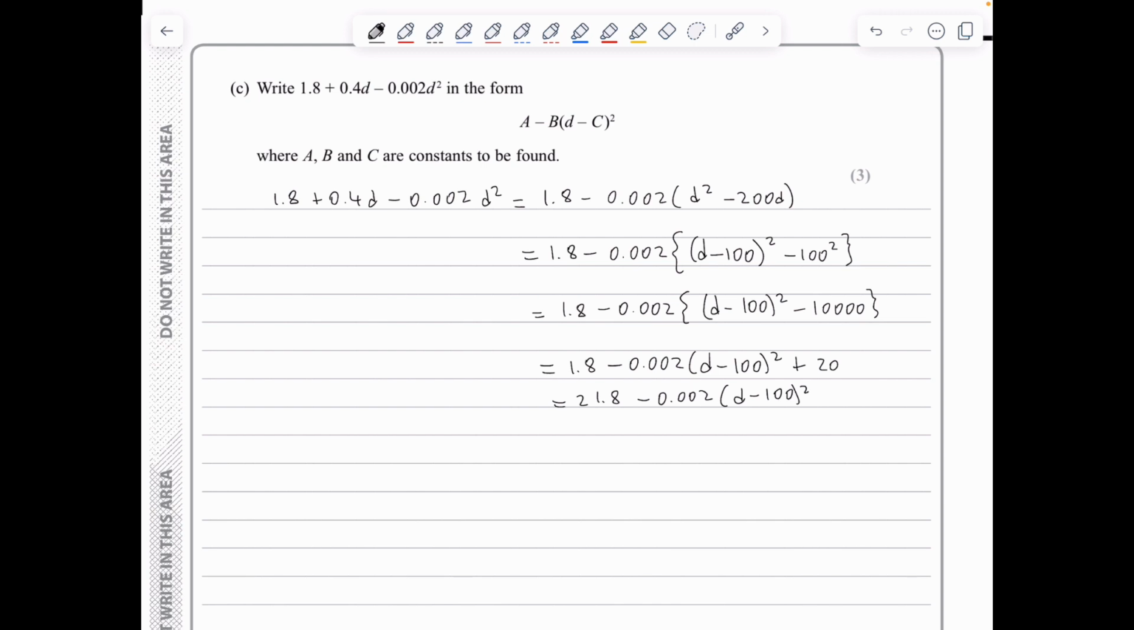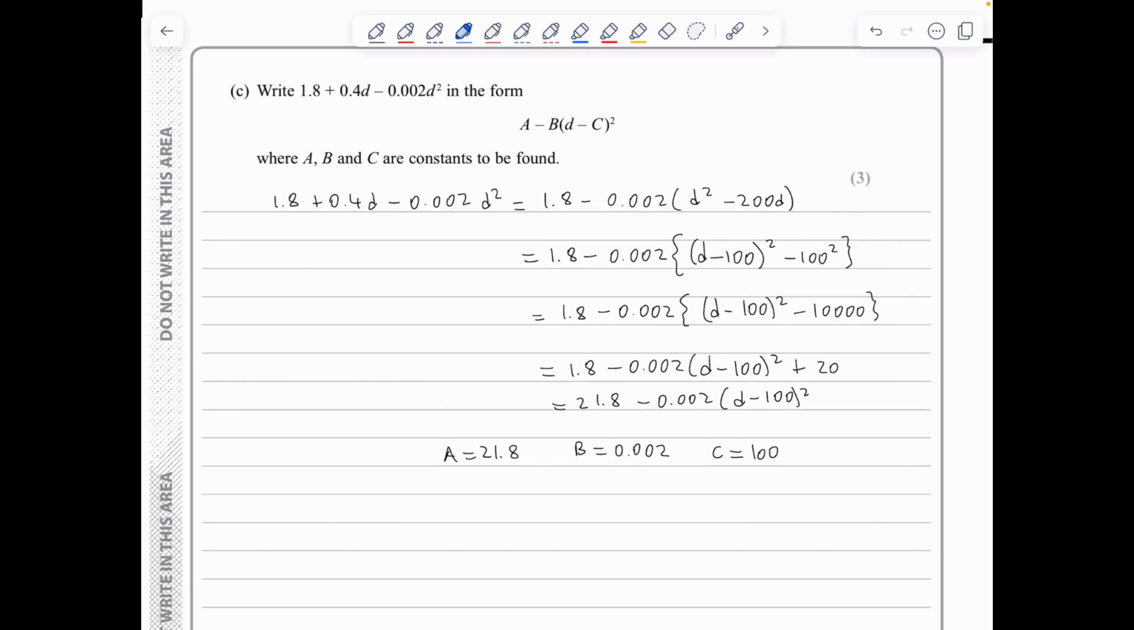And therefore we conclude that A is 21.8, B is 0.002, and C is 100. Alternatively, we could have taken the original expression 1.8 plus 0.4d minus 0.002d squared and equated it with the given expression A minus B times d minus C all squared.